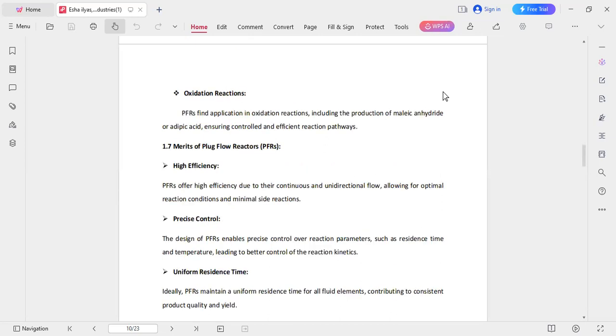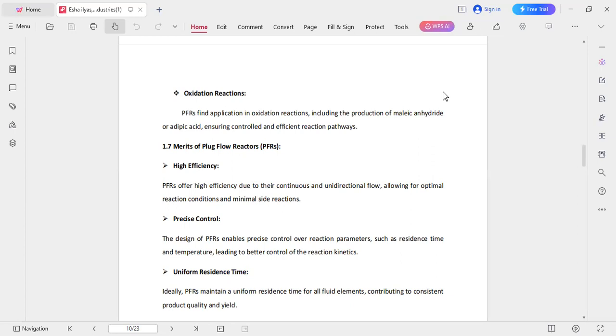Number 9, oxidation reactions. Plug flow reactors find application in oxidation reactions, including the production of maleic anhydride or adipic acid, ensuring controlled and efficient reaction pathways. Apart from these applications, there are numerous other applications in the chemical industry which utilize plug flow reactors. Now we will see the merits of plug flow reactors, their advantages.